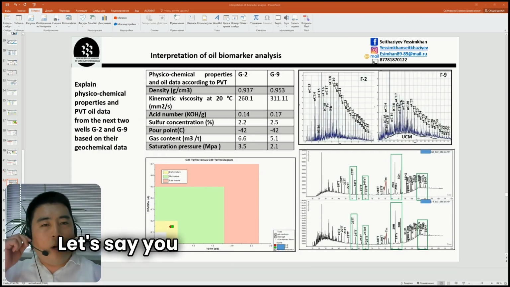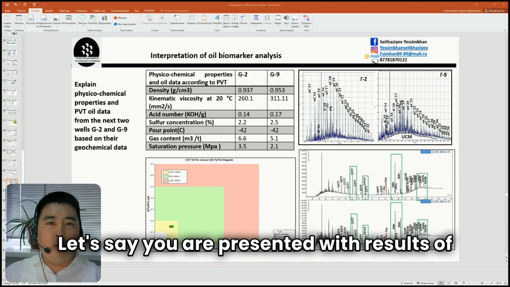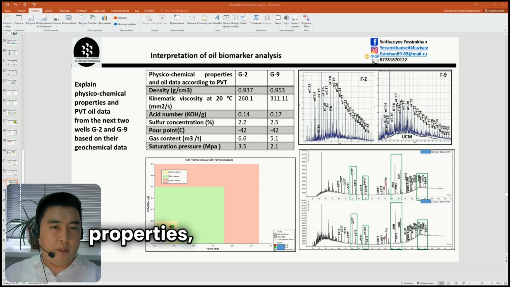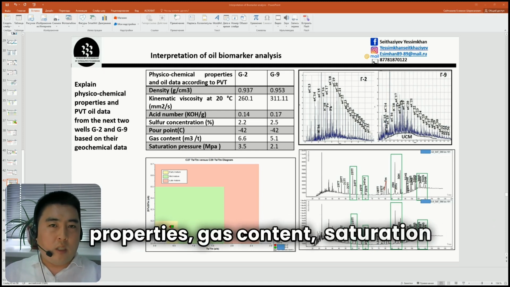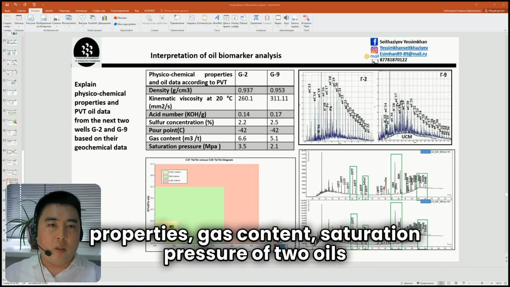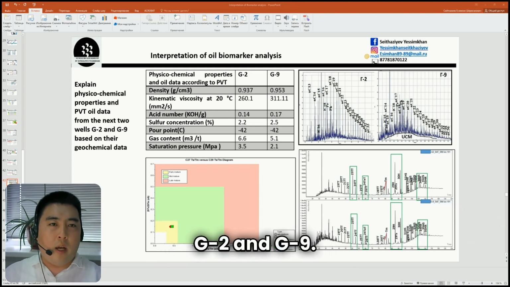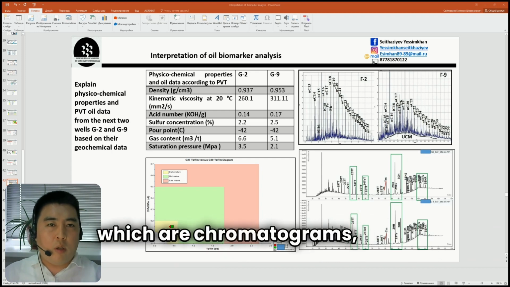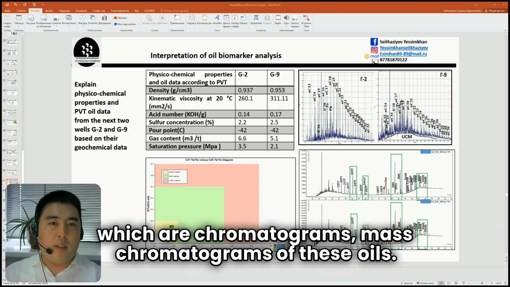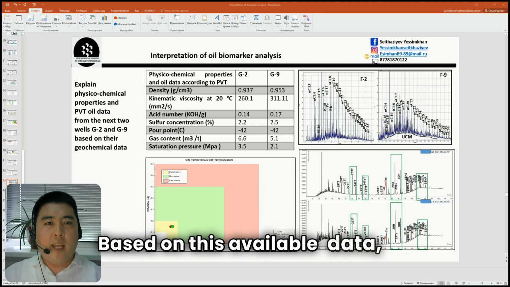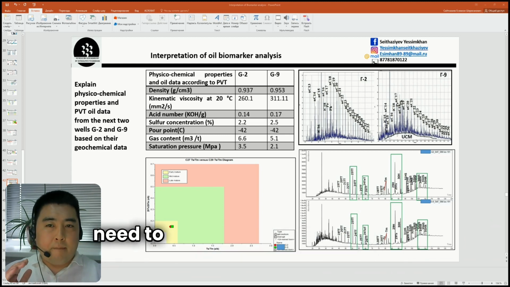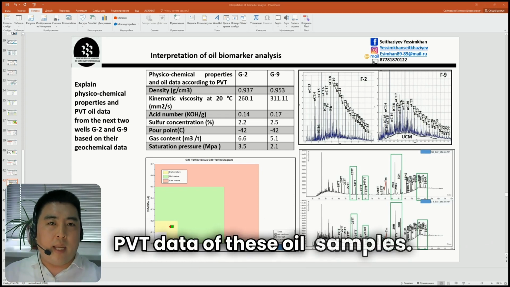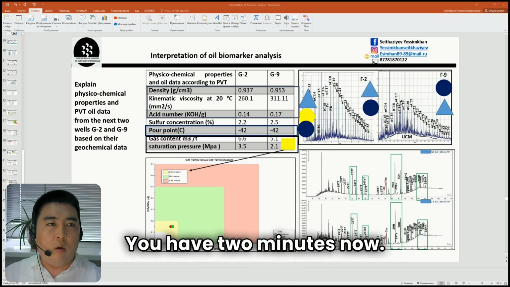Let's say you are presented with results of geochemical analysis and PVT data of oil properties: gas content and saturation pressure of two oils, G2 and G9. You are also given geochemical data, which are chromatograms and mass chromatograms of these oils. Based on this available data, you need to explain physicochemical properties and maturity data of these oil samples. You have 2 minutes now.